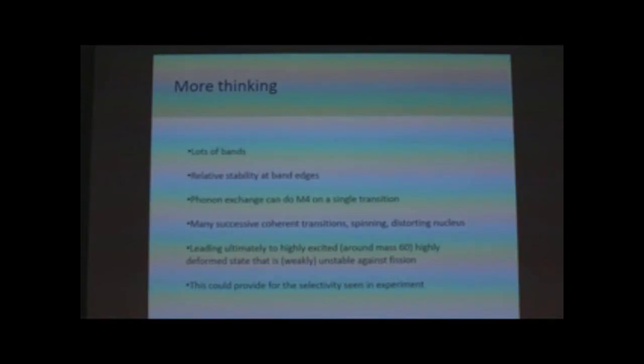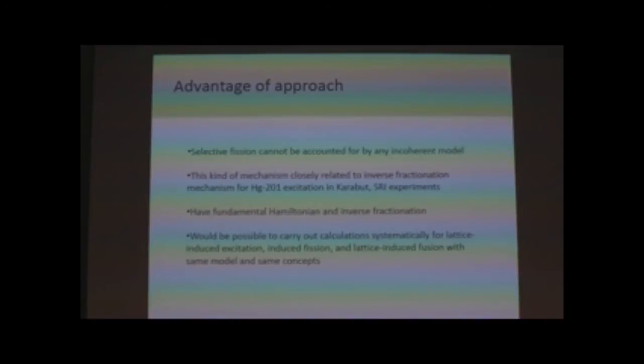So the issue is, from conventional nuclear physics studies, we know we have lots of bands. We have relative stability at the bottom of the bands. A single phonon can actually exchange a fair amount of total angular momentum. Many successive coherent transitions could spin up a nucleus and make deformed states, which might give you daughters with a great deal of selectivity. So the advantage of the approach is, in my view, selective fission is impossible by any incoherent models. So this is, in my view, the only game in town.